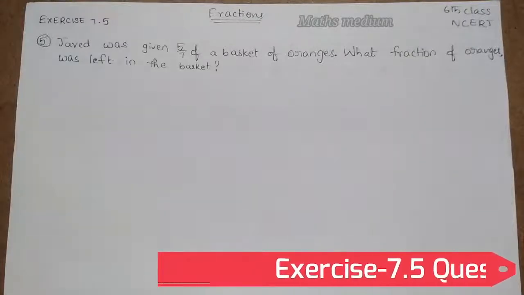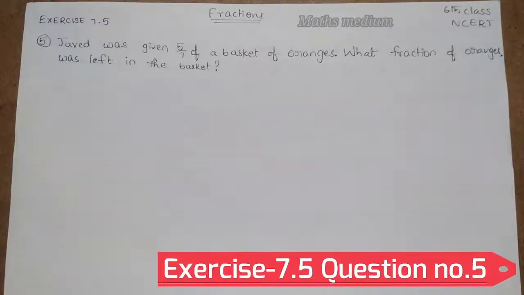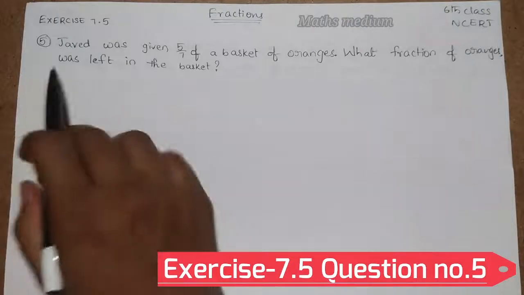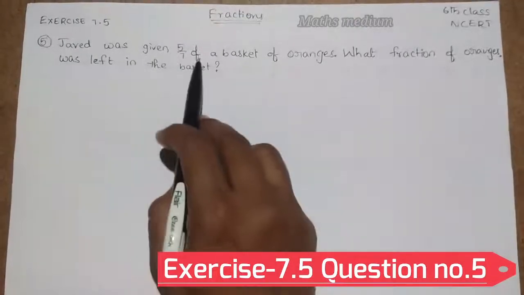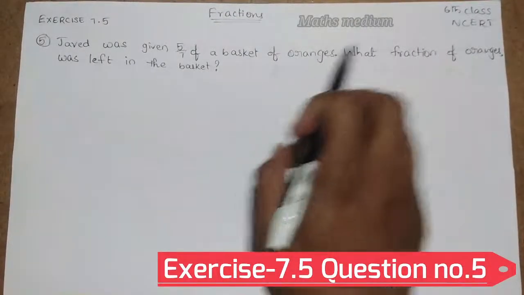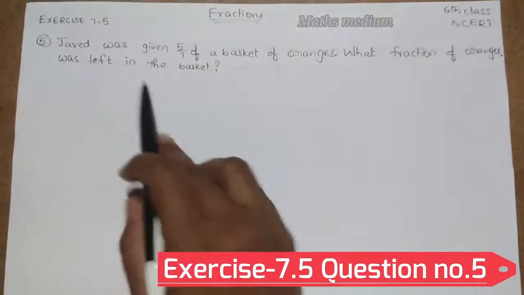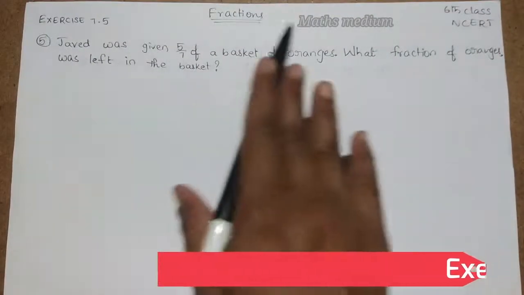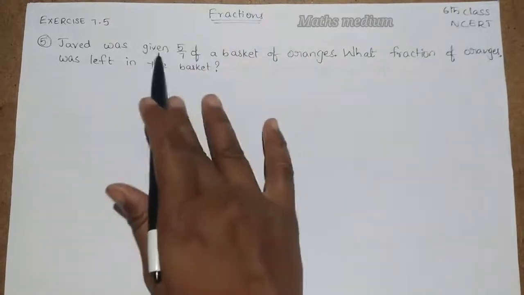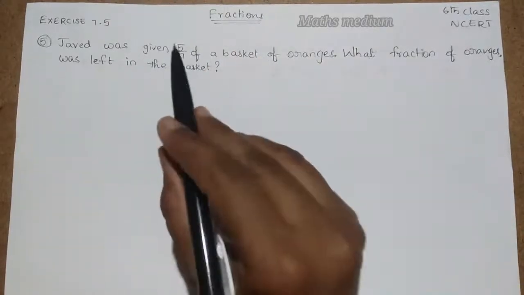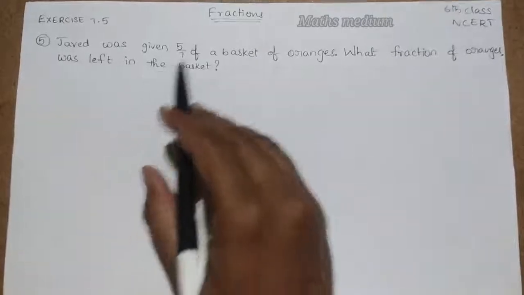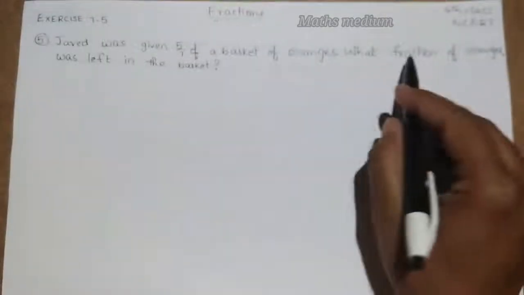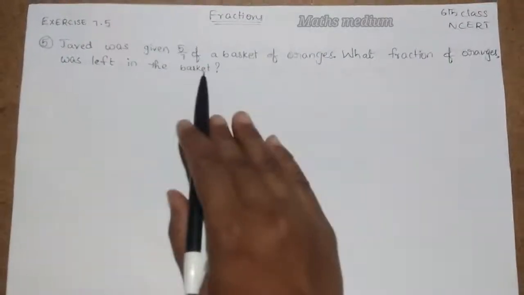Today I came with exercise 7.5 from fractions, 6th class NCERT. Question number 5. Javed gave 5 by 7 of a basket of oranges. What fraction of oranges was left in the basket? See this question. Javed has a basket of oranges. He gave 5 by 7 of the basket of oranges to his friend.